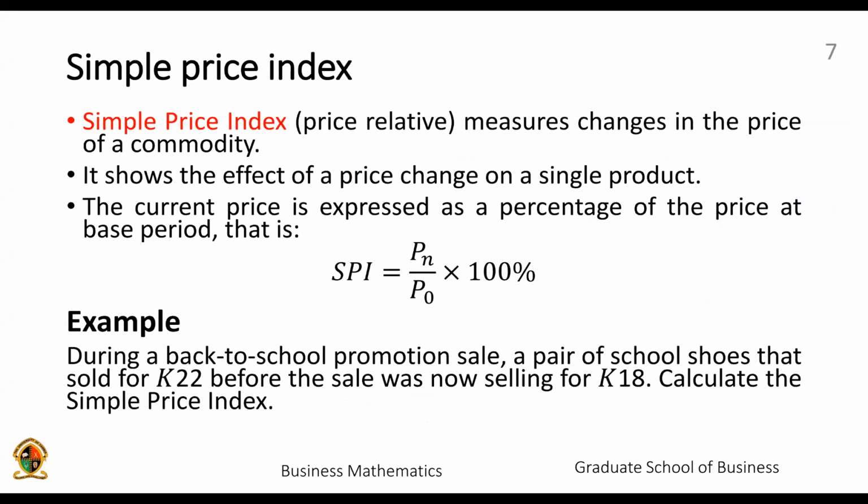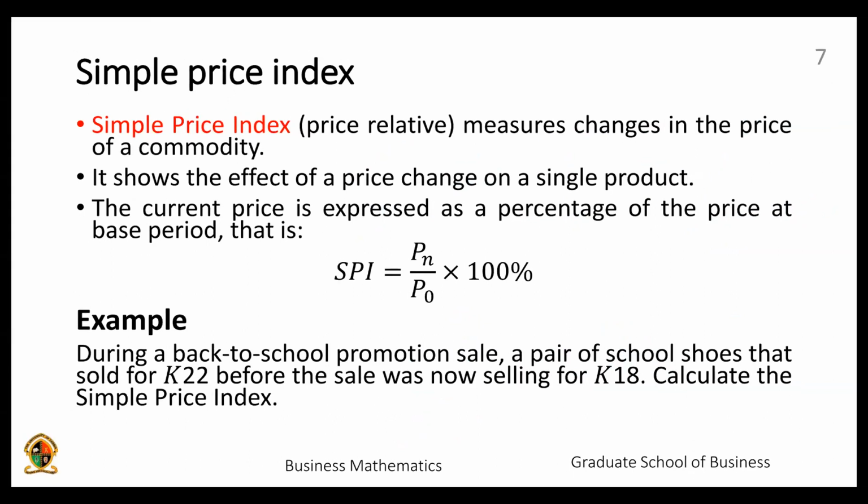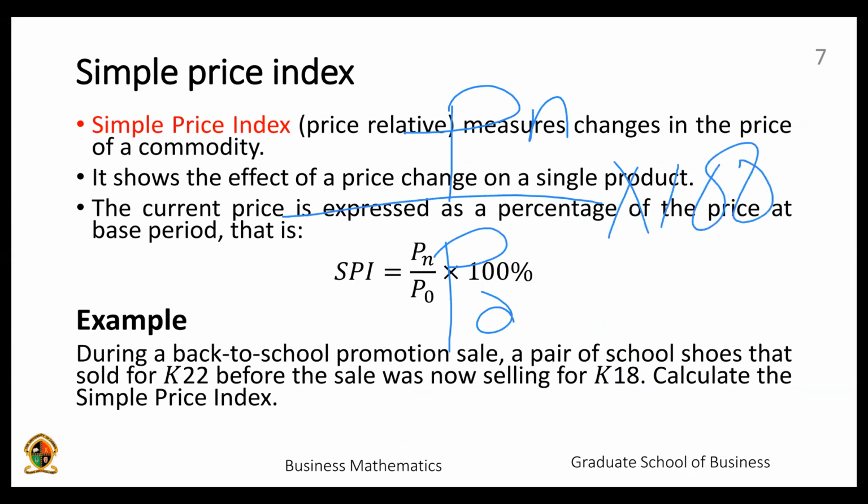So it's always the new price. The new price will always be on top. The formula is: PN, the new price, over P0, the previous price, times 100. Did you get that?